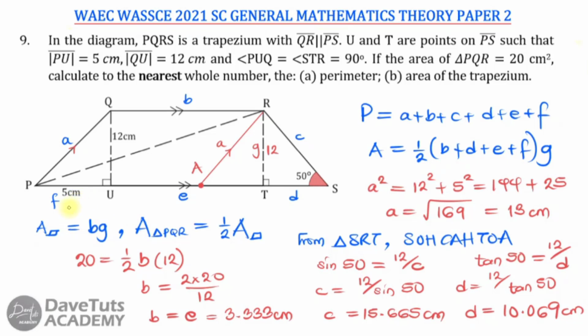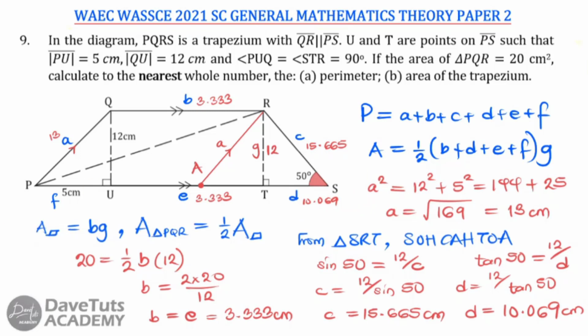All right, so now we are good and fine. We can say holistically now, we can look at this question, find the perimeter by adding all of the sides, and then find the area by using this formula as we have postulated before. Now, for me to do that, let me just put all the values of these parameters appropriately on the diagram, because I'll need to clean my board. A is 13, B will got to be 3.333, which is the same as E, 3.333. C will got to be 15.665, and then D will got to be, this is 10.069.